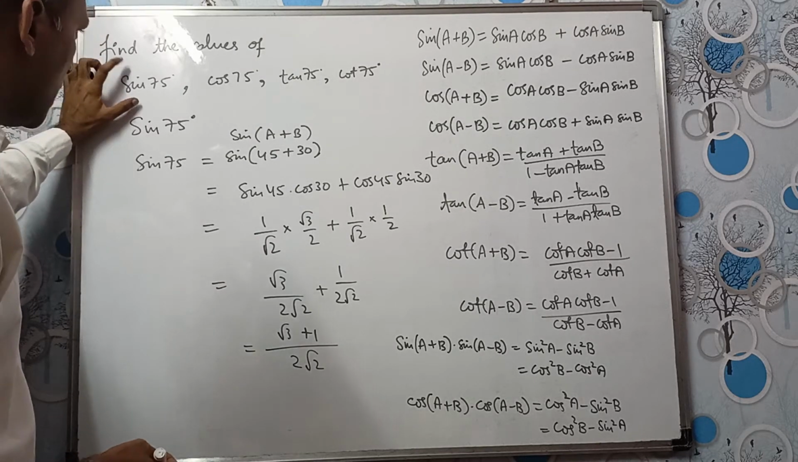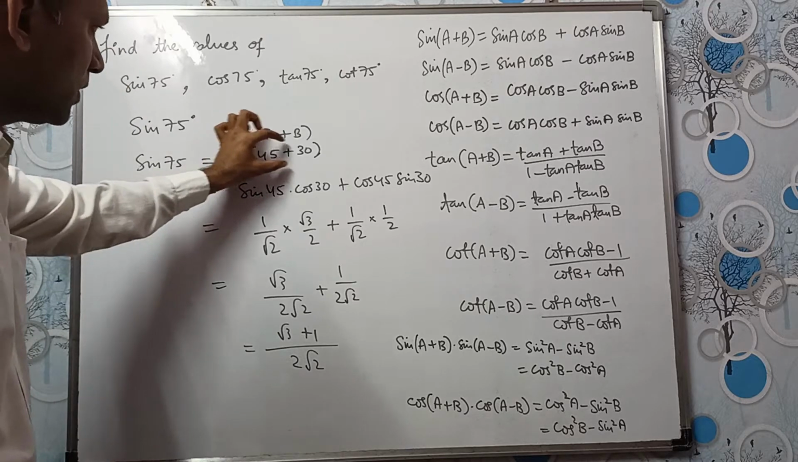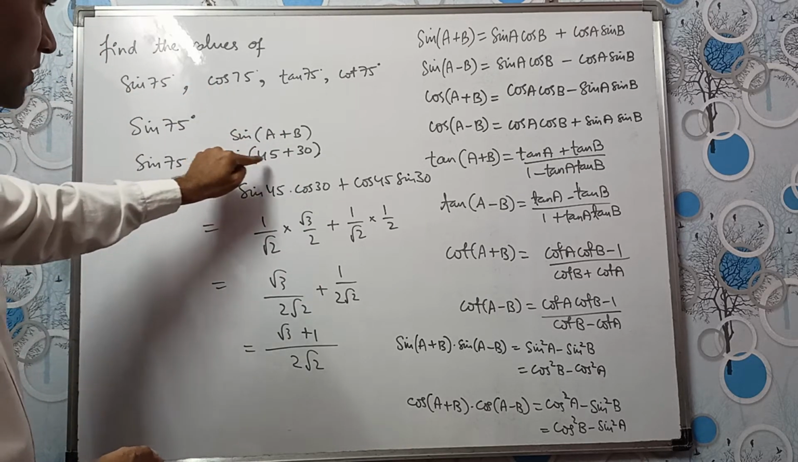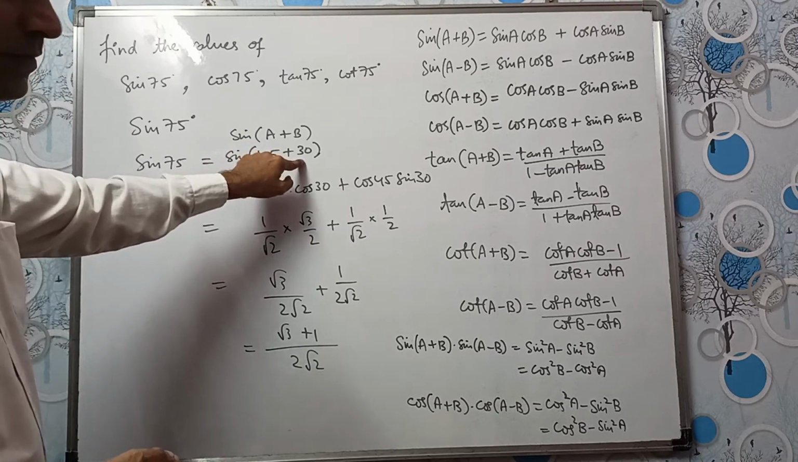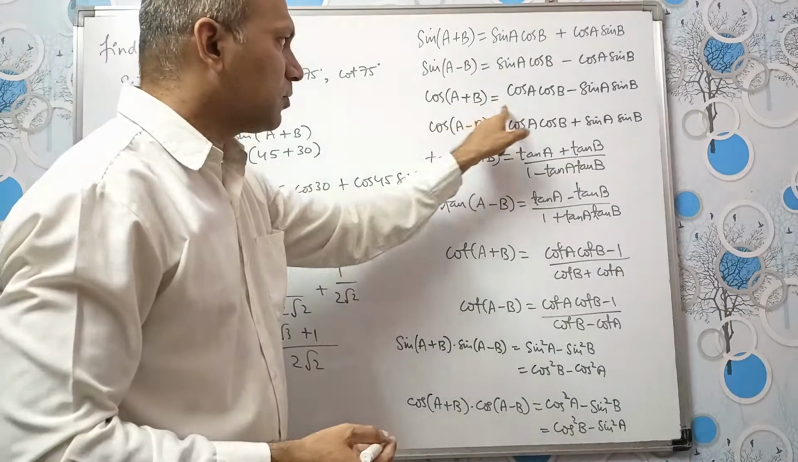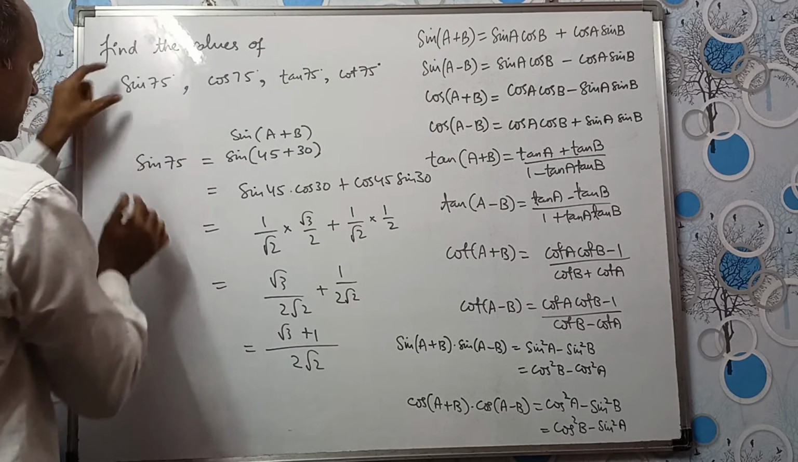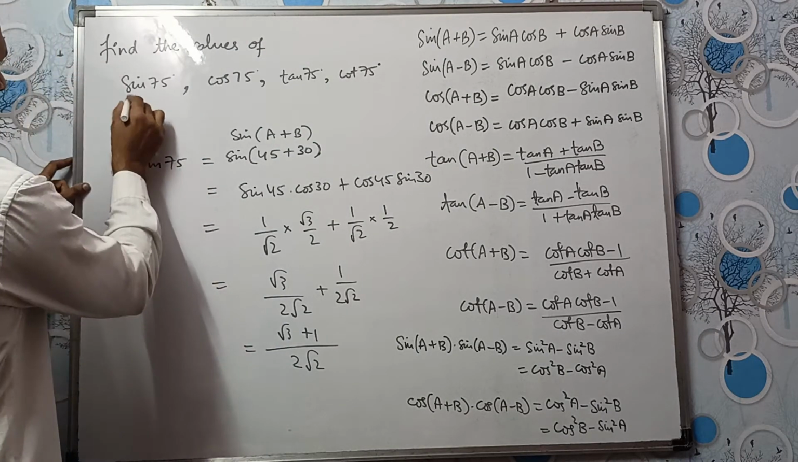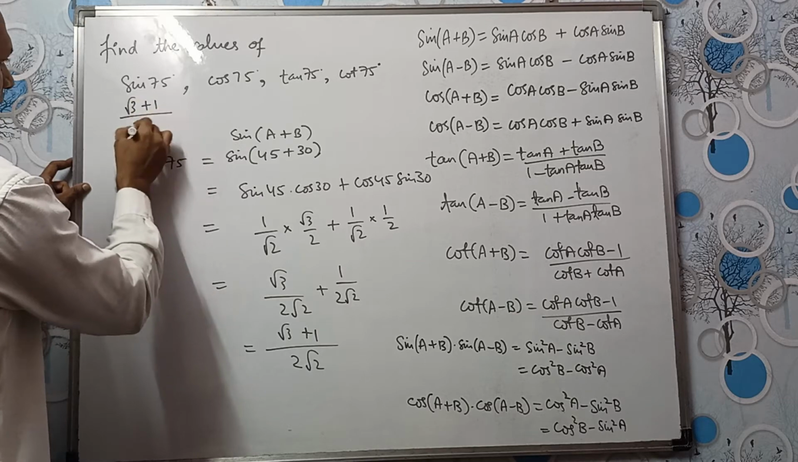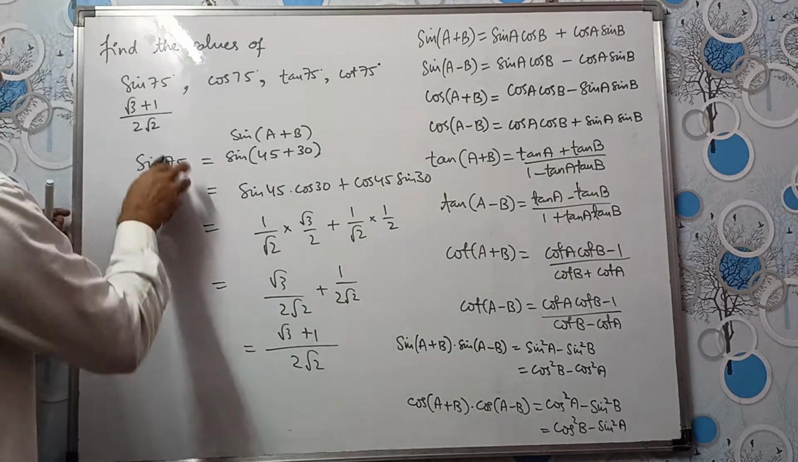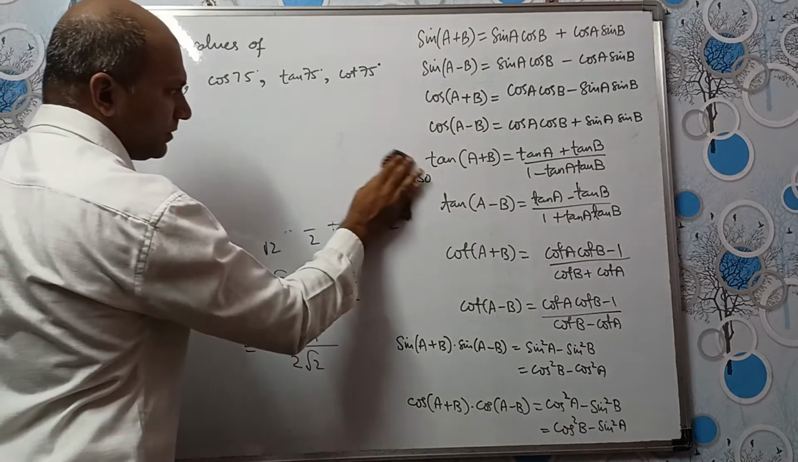So how did we write 75? We wrote it as 45 plus 30. Same way here, cos 75 is cos 45 plus 30, and expand using this formula. So sine 75 is root 3 plus 1 by 2 root 2. Now let us find out what is cos 75.